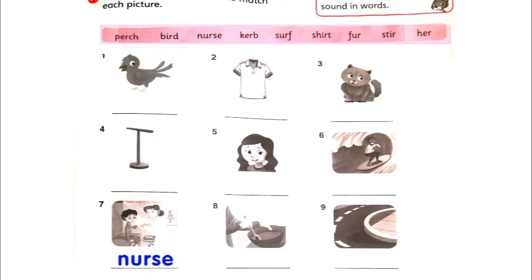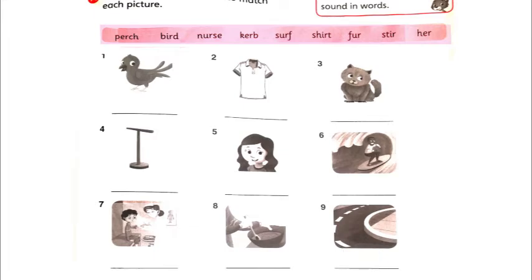Can you see there is a nurse putting medicine to the child. Then the eighth one, what can we write there? You can see this person is doing something, no? What is this person doing? Stir, no, the word stir, because we are writing the words with the sound. Then the ninth one, what can you write for the ninth picture? We can write curb, no, it's a curb. So the word that we'll write there is curb.